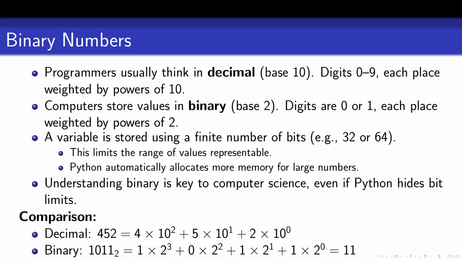Variables in low-level systems are stored in a fixed number of bits, like 32 or 64, which limits their range. Python, however, allocates additional memory when needed, so you rarely worry about overflow. Still, understanding binary is critical in computer science, since it underlies memory storage, arithmetic operations, and how processors interpret instructions. The slide highlights the contrast between decimal and binary representations to illustrate this key concept.